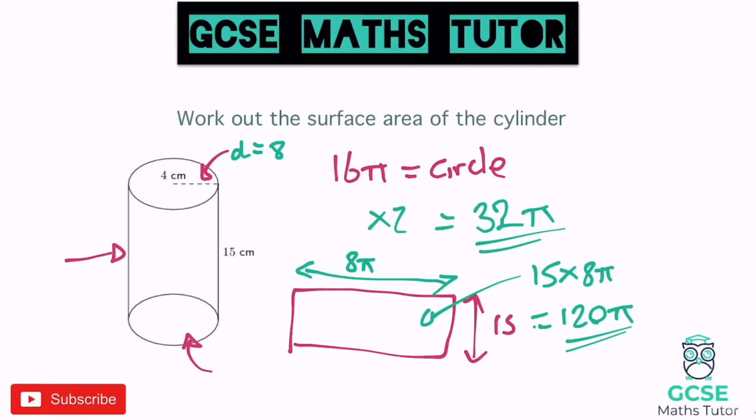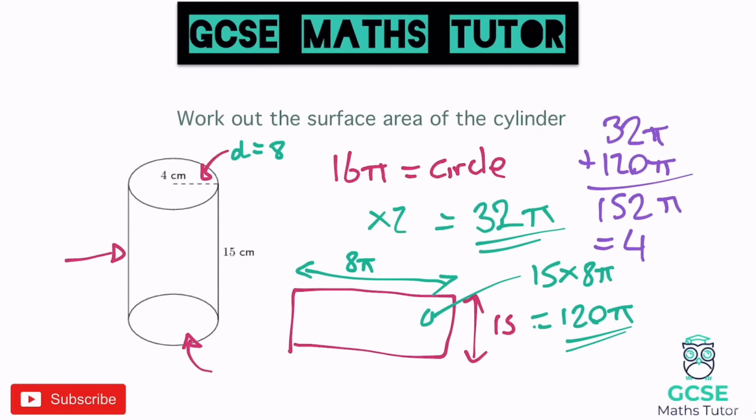All we've got to do to finish this off is add these 2 together. So we have 32 pi, add 120 pi, and in total that gives us 152 pi. Again, we could just write this as a decimal, but 152 pi comes out as 477.5 to 1 decimal place centimetres squared for surface area, and there's our final answer.